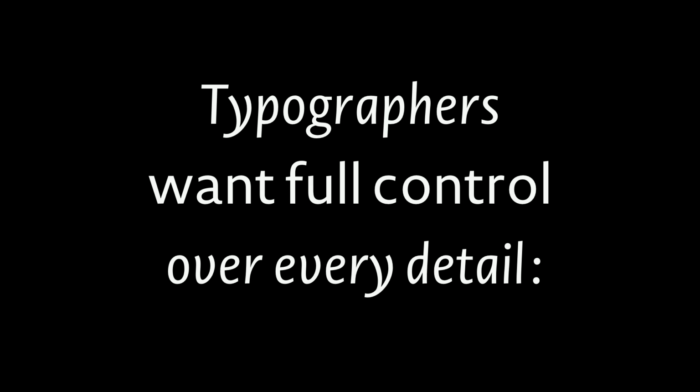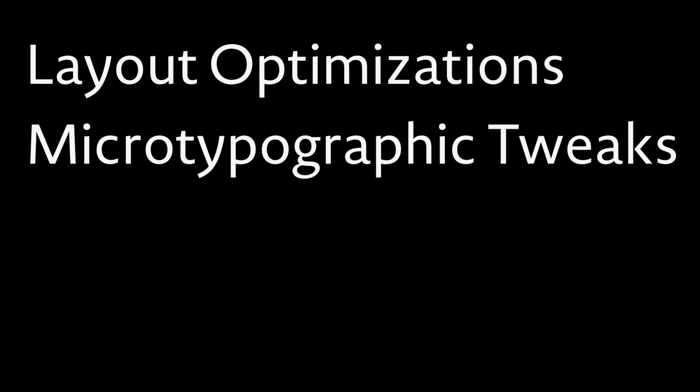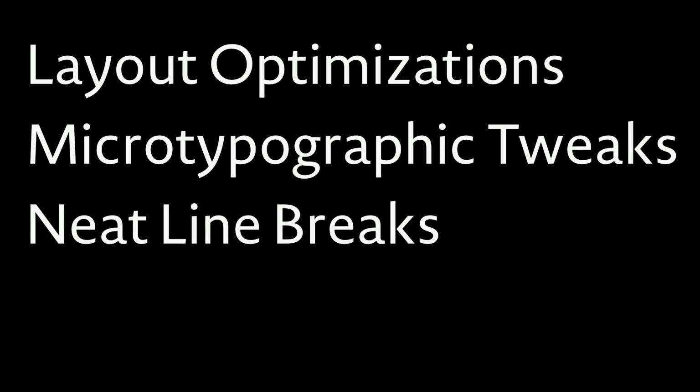But every typographer wants full control of every detail, so not just the stuff I've just shown, but also the things they used to do manually in traditional typesetting. So, content-dependent layout optimizations, because you don't know what content you're going to get and you want to react to how much text there is on one line and how much there is on the next. There are typographic tweaks that the typographer might want to do. I'm going to show you examples for this in a minute. And also neat line breaks, like really at the right places, especially in headlines.